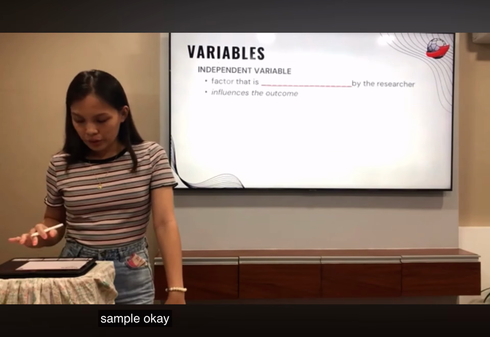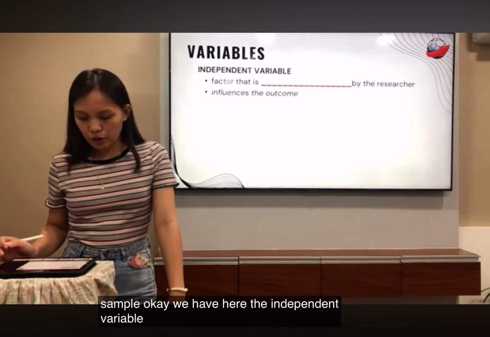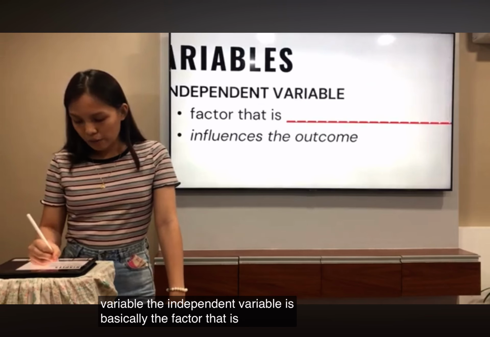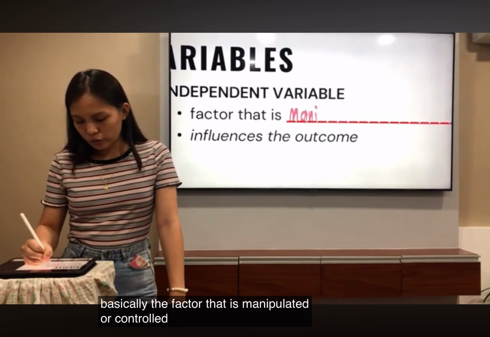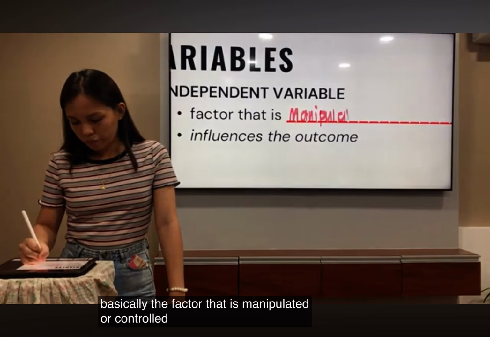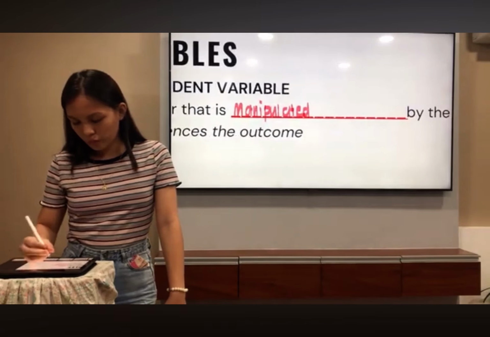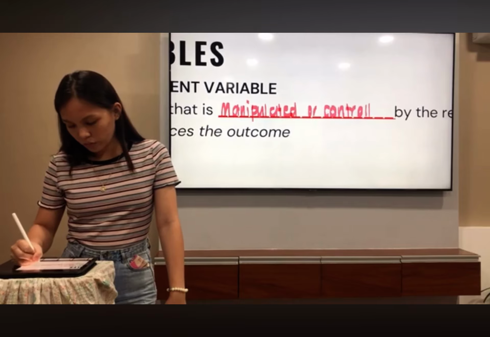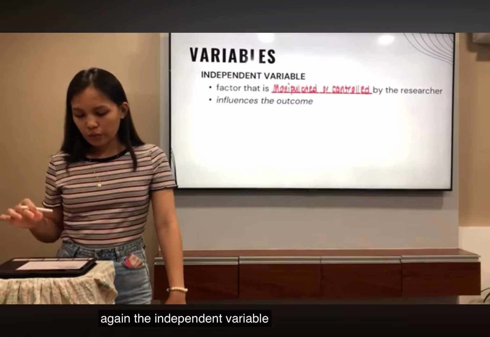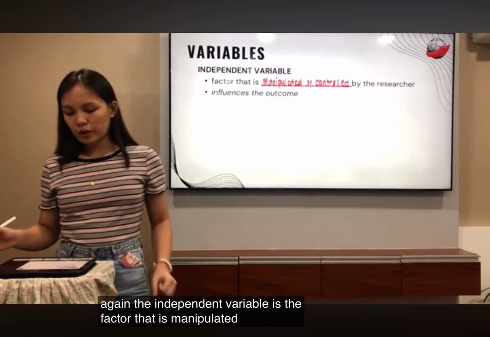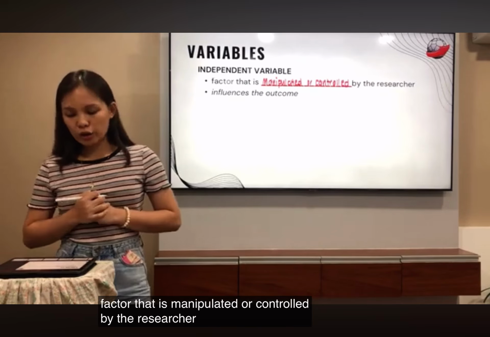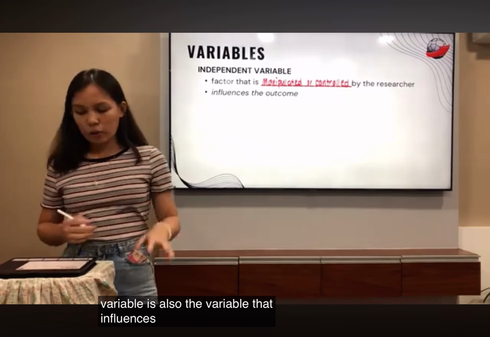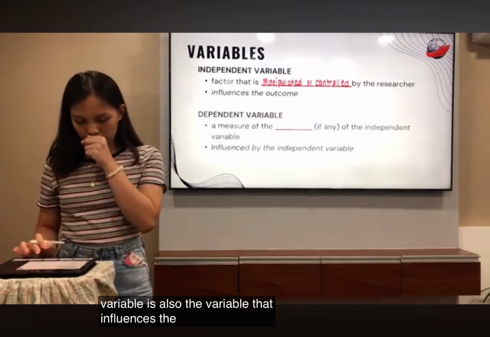Okay, we have here the independent variable. The independent variable is the factor that is manipulated or controlled by the researcher, and the independent variable is also the variable that influences the outcome.